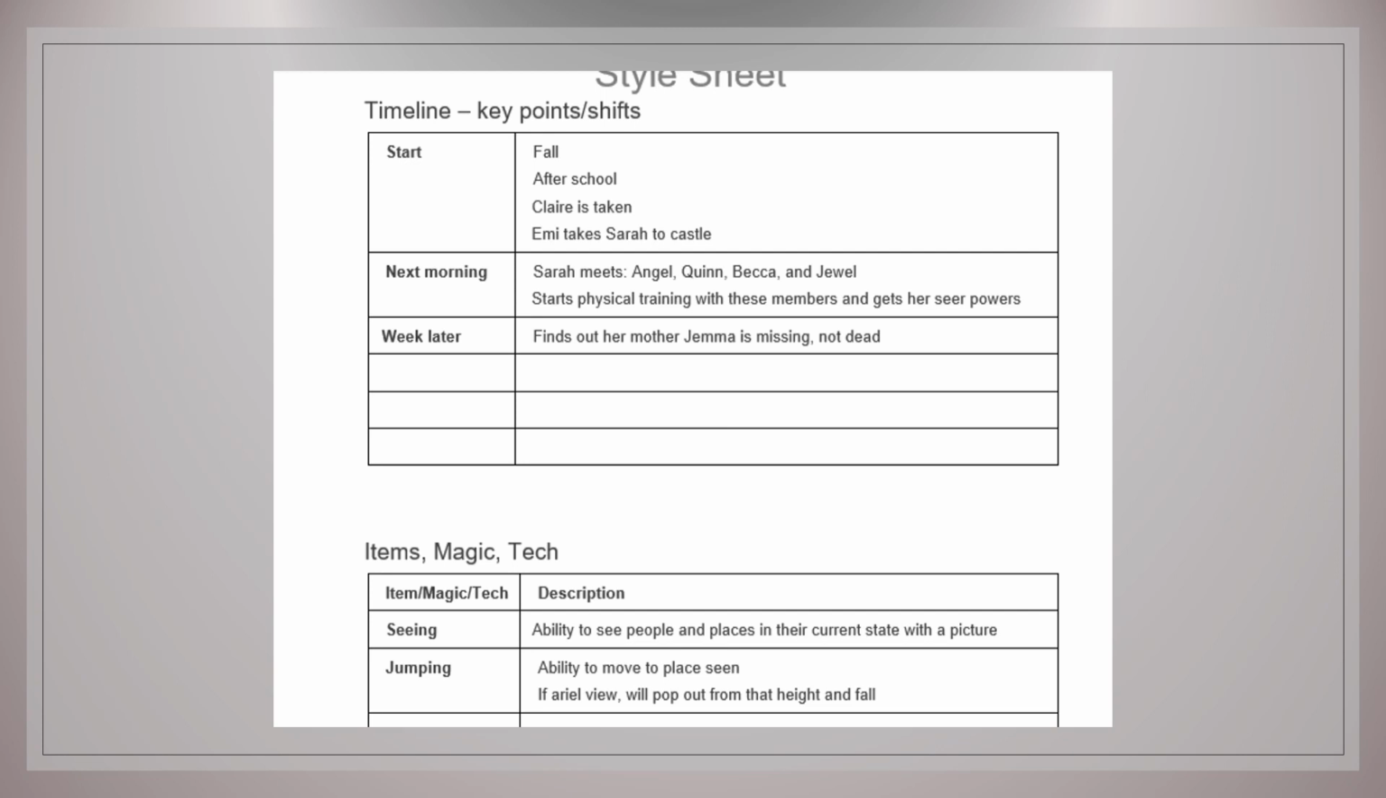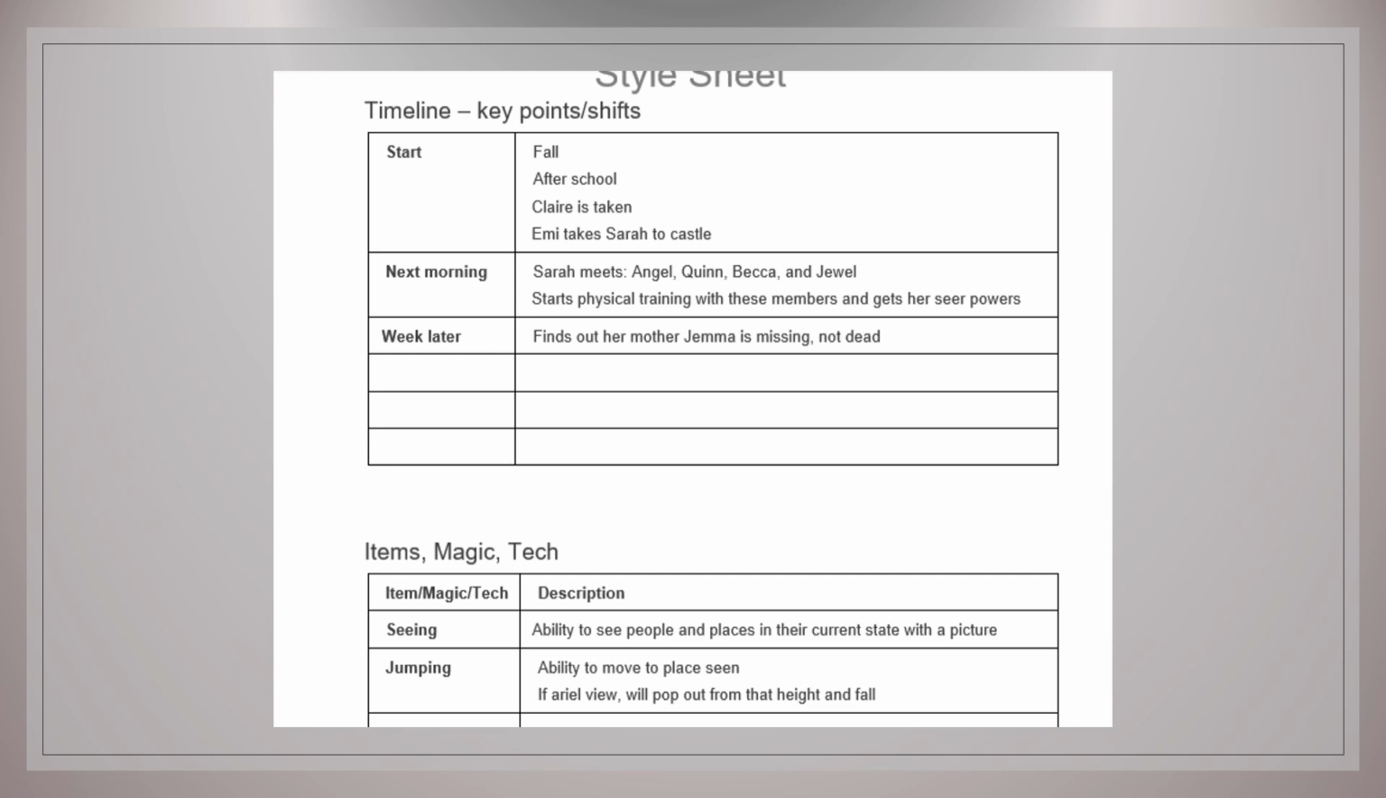Now, items, magic, and tech comprise the next section. Anything like powers, power for objects, spaceships, special herbs should go in this as long as it's significant. So in this example, seeing is important because it's one of the abilities, and they can only see other people in their current state and only if they have a picture. They can also jump from one place to another, but again, they have to have that picture. So if it's an aerial view, they're going to pop out at that height and they're going to have a very long fall.